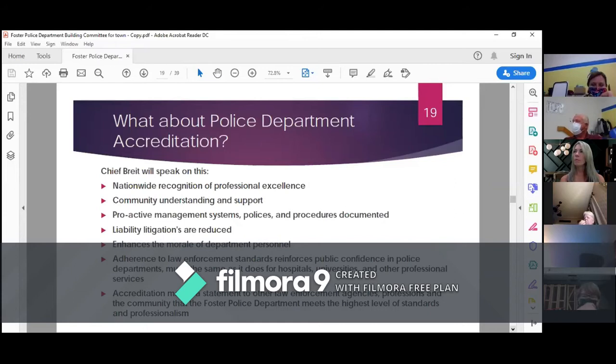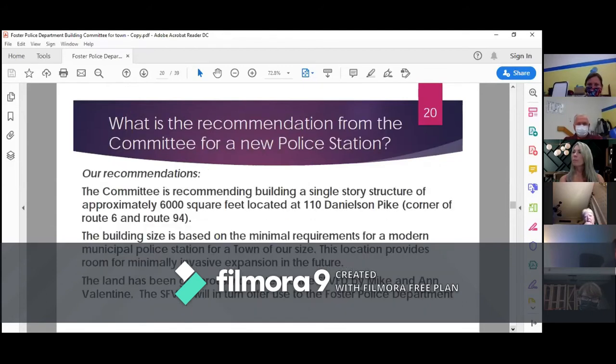Okay. So what's the recommendation from the committee for a new police station? Now remember, this is over a 4-year journey that we took with basically the same committee. We went through all those options, found the best option that we felt for the town that was the most economically viable and just made the most sense. So the committee's recommending a single-story structure of approximately 6,000 square feet. It's actually under that, it's about 5,860, I think was our last number.